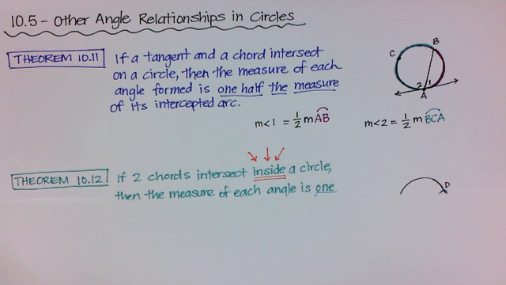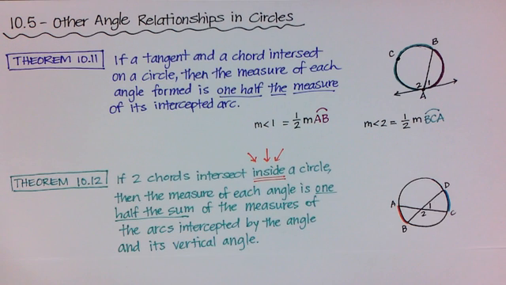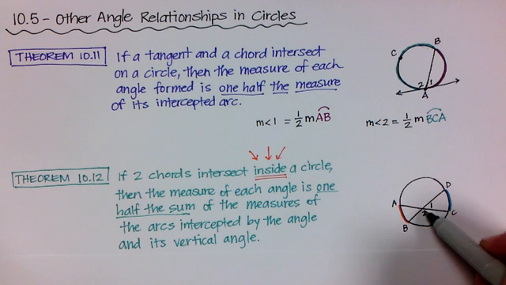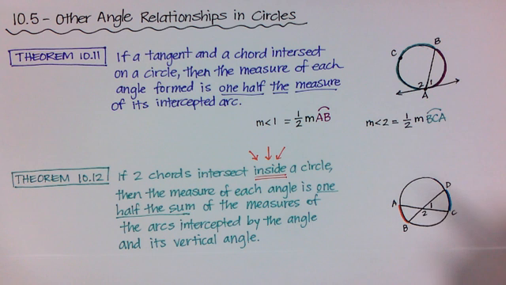Our second theorem is Theorem 10.12, I'm sorry. And it says if two chords, so now this time I have two chords. Remember, a chord goes all the way across a circle. If they intersect inside a circle, that's really important, then the measure of each angle is 1/2 the sum of the measures of the arcs intercepted by the angle and its vertical angle.